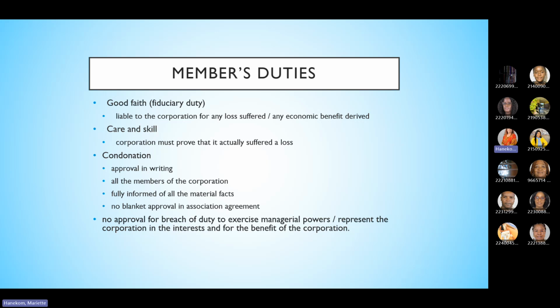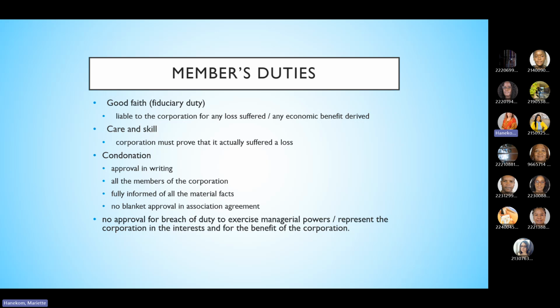Similar to company directors and in partnerships, should the corporation suffer a loss as a result of a member's breach of their duty of good faith, the corporation has a claim for any such loss suffered, but also your secret profit rule. If you benefited, if you kept for yourself a benefit that should have been shared with the corporation, the corporation also has a claim for that benefit.